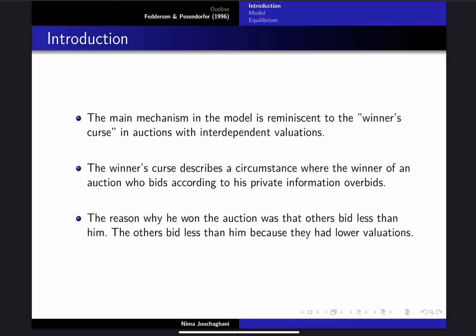And the main mechanism in this model is similar to a result, or paradox, from auction theory, which is called the winner's curse. It happens in auctions with interdependent valuations. If you're not familiar with auction theory, auctions with interdependent valuations refer to situations where people have valuations for the goods they can bid on, but the valuations are correlated.